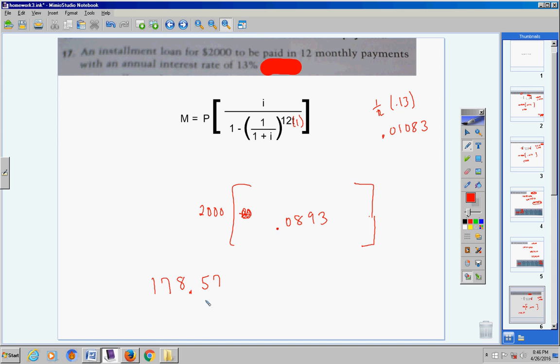Now that's your monthly payment. Excuse me, I'm sorry, guys. That's your monthly payment, and you're making that for 12 months. So let's multiply that by 12 to see how much total you paid in 1 year. And in 1 year, you're going to pay $2,142.79. However, you only borrowed $2,000, so subtract those two, and your interest is $142.79. Now, we'll be off a little bit, but still, that's close enough.